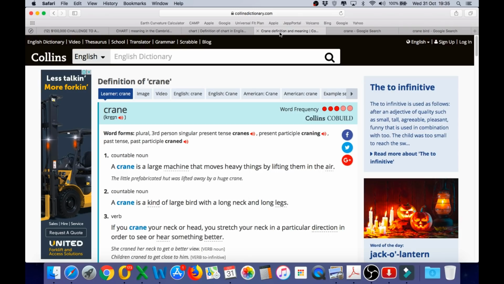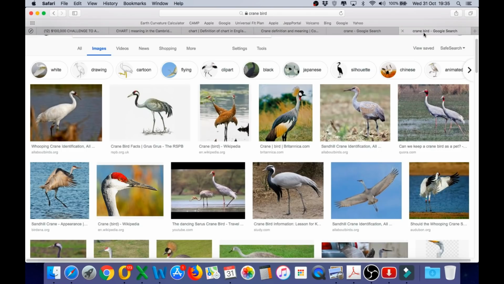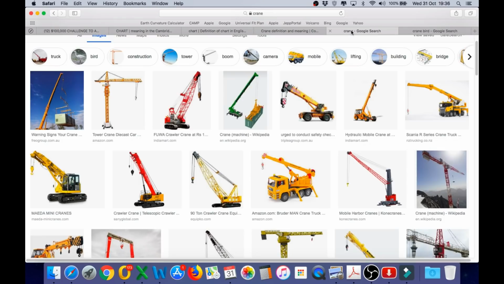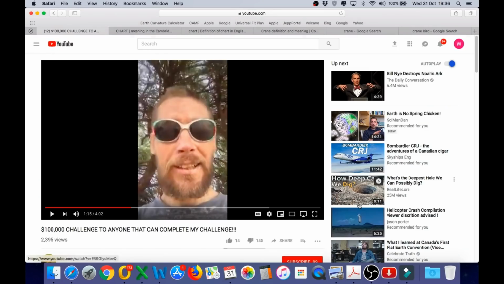If we are talking about birds and we discuss a crane, then clearly we are talking about the bird crane. If we are having a conversation in relation to building a skyscraper, then clearly we are talking about that type of crane. And the same thing applies to this contest. When we look at the definition of the word chart, we need to consider something that relates to navigation, and specifically navigation in the air.